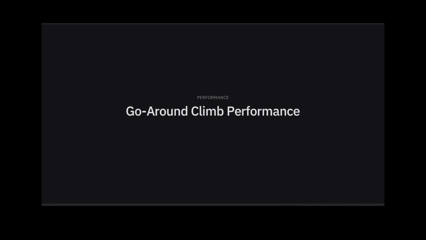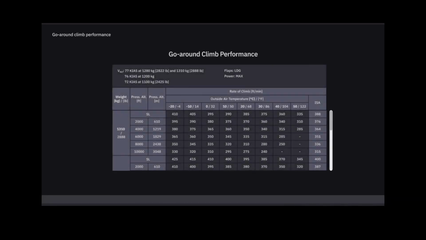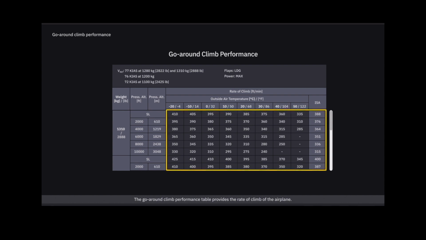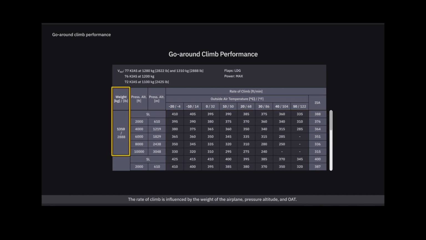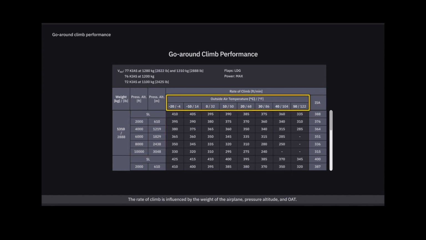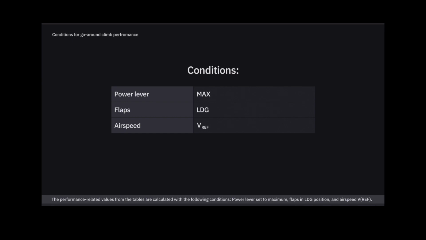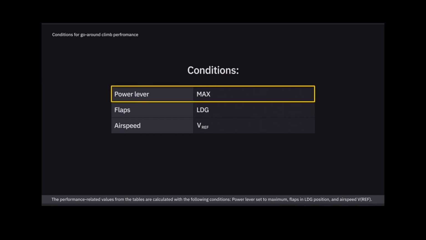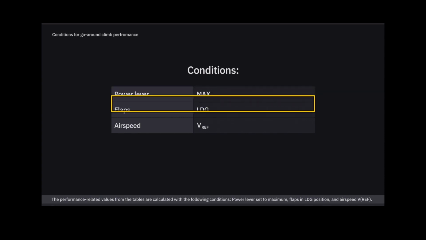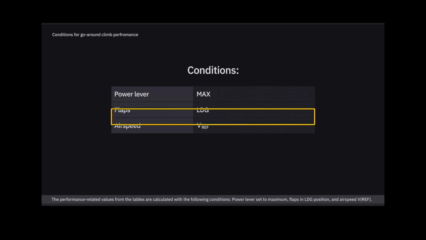Go-around climb performance. The go-around climb performance table provides the rate of climb of the airplane. The rate of climb is influenced by the weight of the airplane, pressure altitude, and outside air temperature. The performance-related values from the tables are calculated with the following conditions: power lever set to maximum, flaps in landing position, and airspeed V reference.